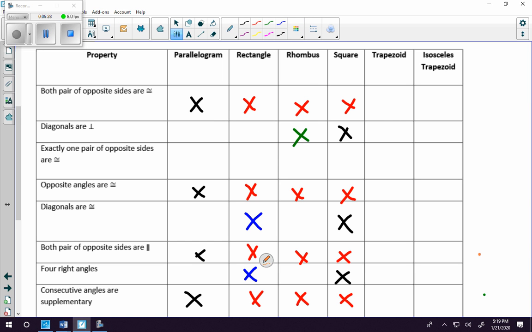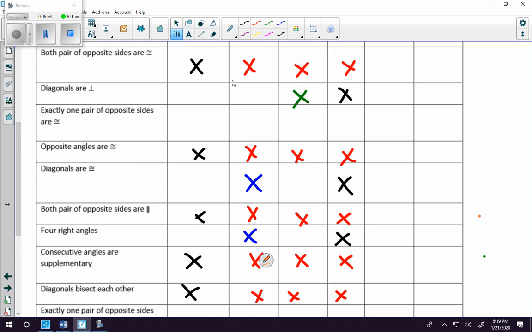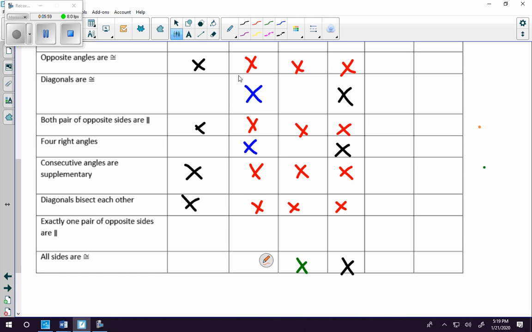Starting over trapezoid. Are both pairs of opposite sides congruent? No. Are the diagonals perpendicular? No. Is there exactly one pair of opposite sides congruent in a trapezoid? No. Are opposite angles congruent? No. Are the diagonals congruent? No. Both pairs of opposite sides are parallel? No. Are there four right angles in a trapezoid? No. Are consecutive angles supplementary in a trapezoid? No. Do the diagonals bisect each other in a trapezoid? No.